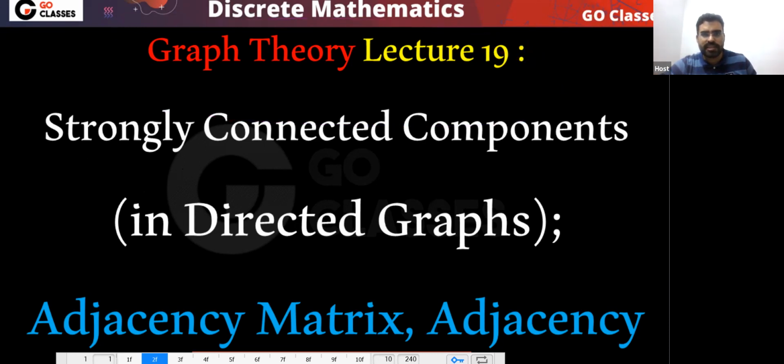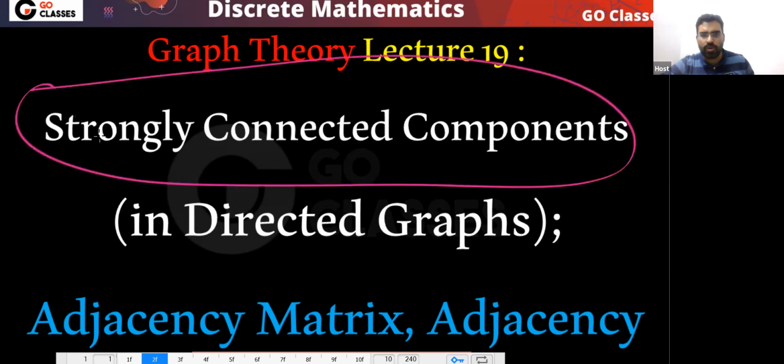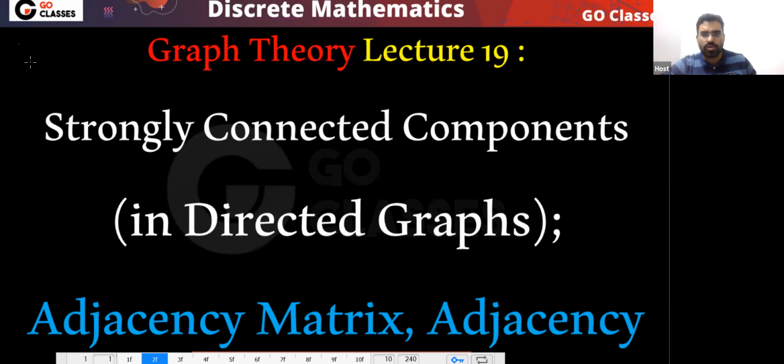In this lecture we will study these two concepts. We will study what is connected, what is a strongly connected component in a directed graph, and what is the concept of adjacency matrix and adjacency list. Okay, adjacency matrix and adjacency list. So this concept we will study. So let's start now.